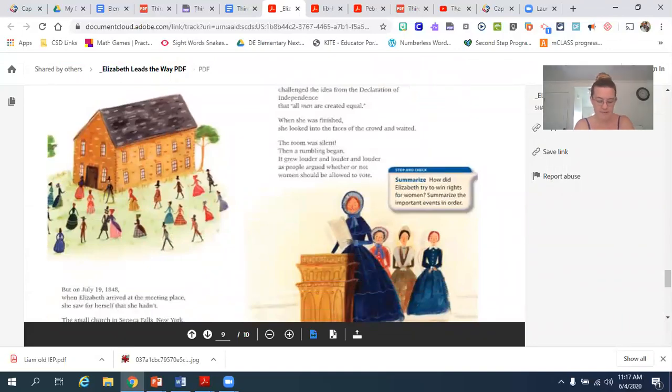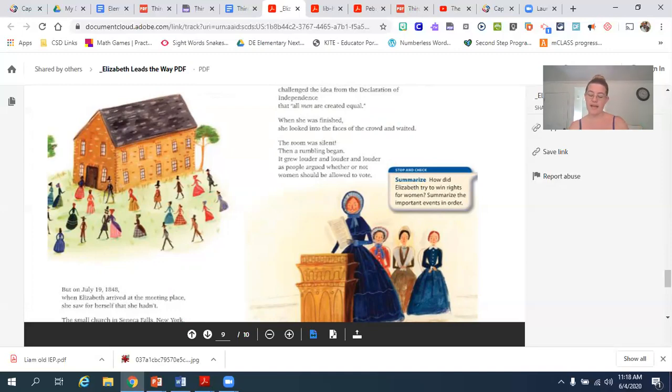But on July 19th, 1848, when Elizabeth arrived at the meeting place, she saw for herself that she hadn't. The small church in Seneca Falls, New York, was filled with hundreds of people. Elizabeth read aloud what she and a few of the women had written together. Their declaration of rights and sentiments challenged the idea from the Declaration of Independence that all men are created equal. When she was finished, she looked into the faces of the crowd and waited. The room was silent. Then a rumbling began. It grew louder and louder as people argued whether or not women should be allowed to vote.